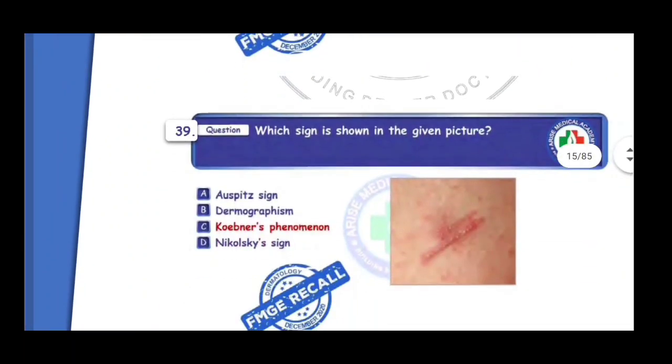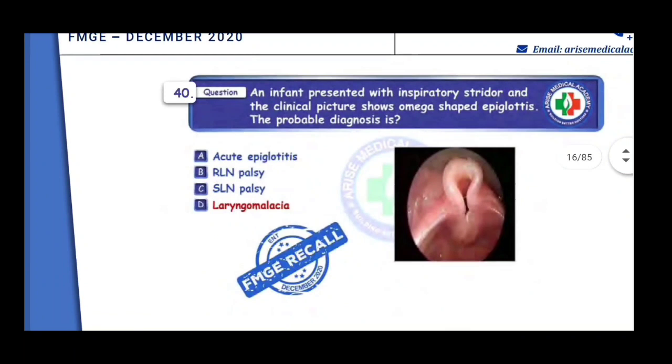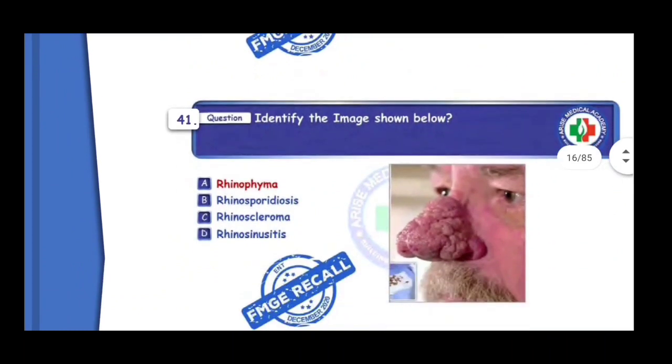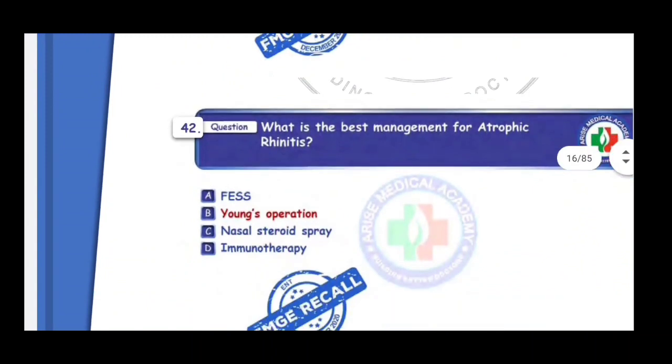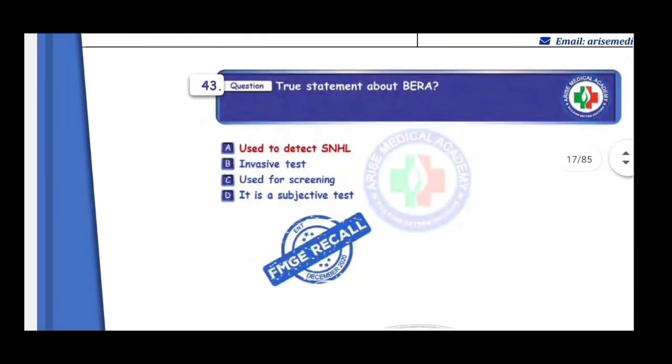Next one, which sign is shown in the given picture? So this is the Koebner phenomenon. Next one, an infant presented with inspiratory stridor and the clinical picture shows an omega-shaped epiglottis. The probable diagnosis is laryngomalacia. Identify the image shown below. So this is rhinophyma. What is the best management for atrophic rhinitis? It is Young's operation. True statement about VEMP is that it is used to detect SNHL.